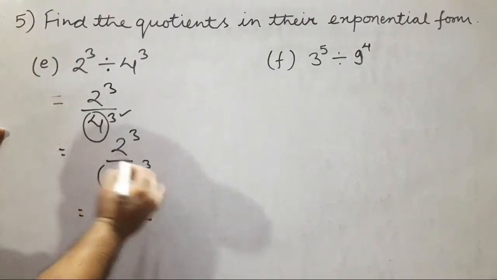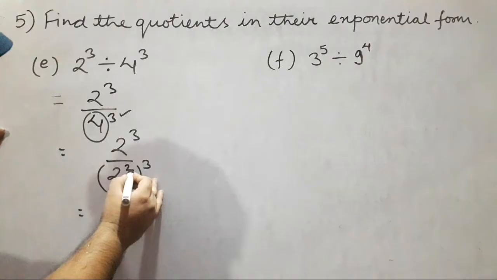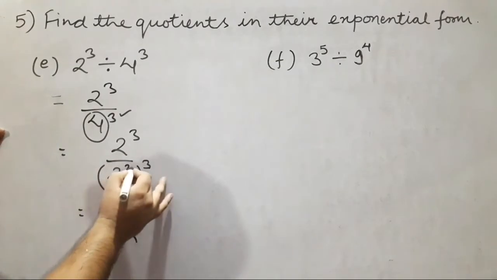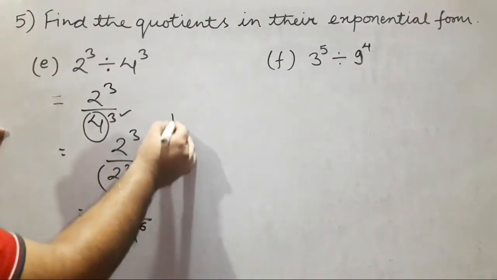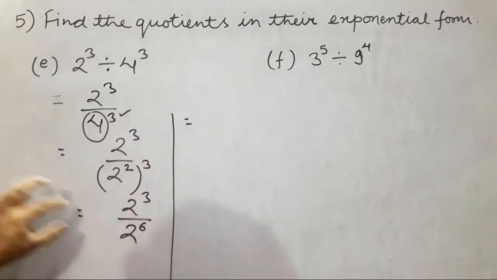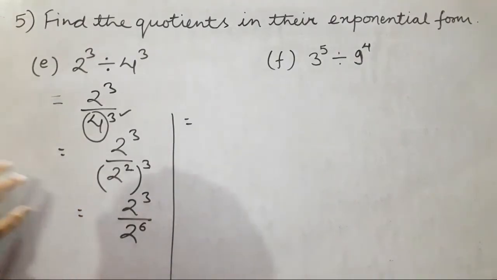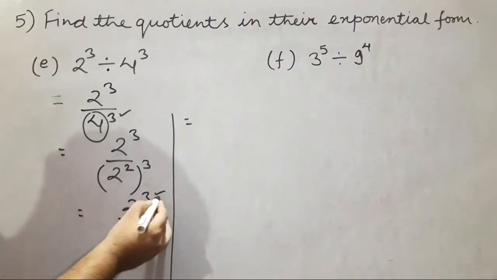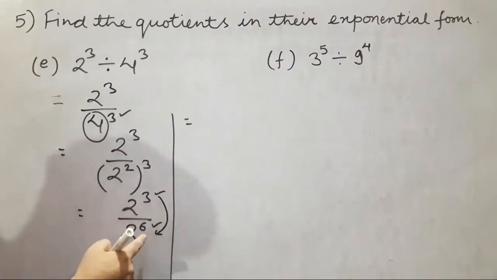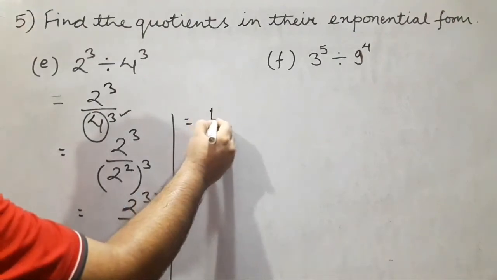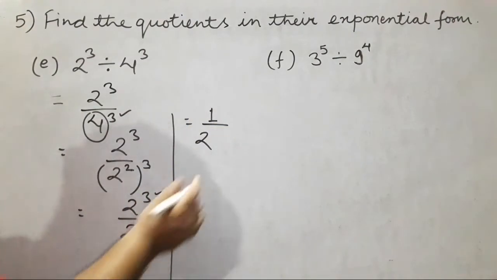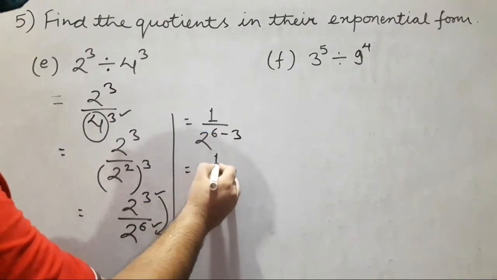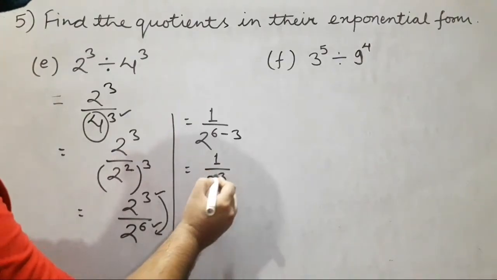by, from power law of indices, this power 2 and this power 3 can be multiplied. So 2 into 3, 6. Now we have converted both into same bases. Now this small power shall be subtracted from this greater power. So this power 3 shall go and become subtracted from power 6. Now 1 by 2 power 6 minus 3 equal to 1 by 2 power 3.